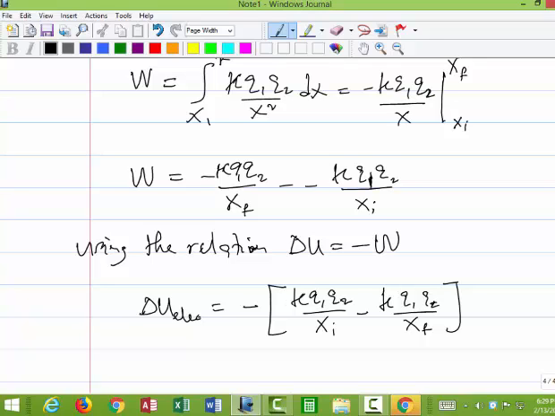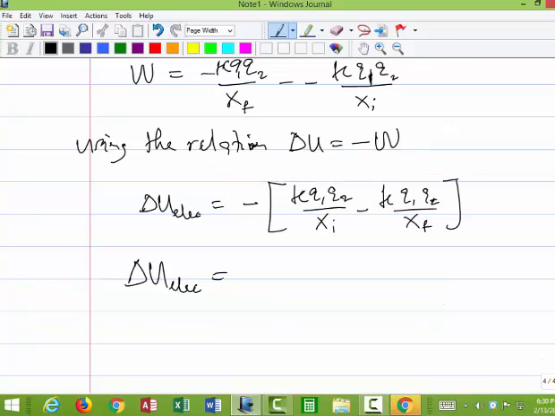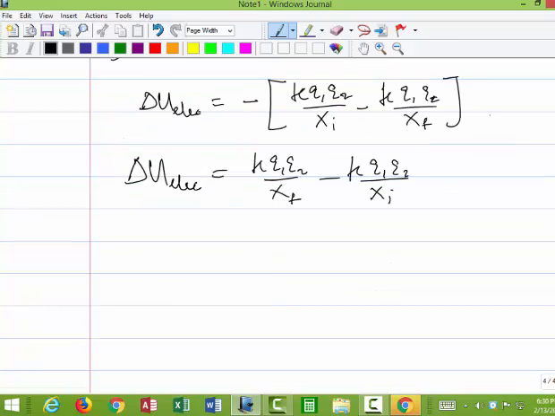So now I can multiply through. I'll bring it into the same form as what is in your textbook. If you multiply through now by the negative, then you have K Q1 Q2 over X final minus K Q1 Q2 over X initial. This is the form that is in your textbook. Your book has a shortcut there, but I'll show you what this does now.